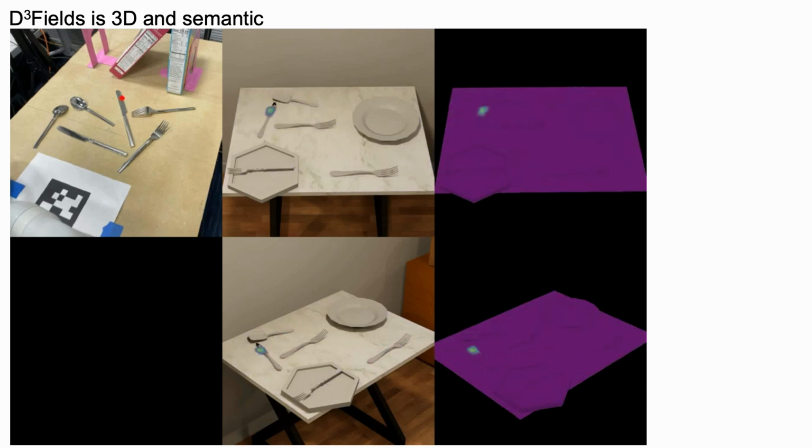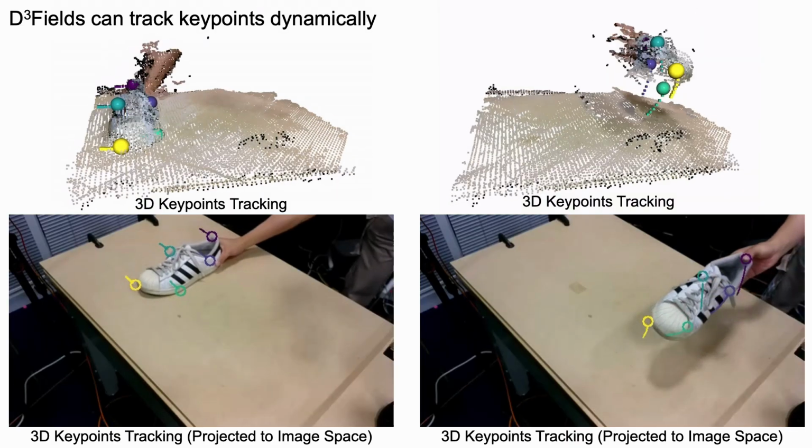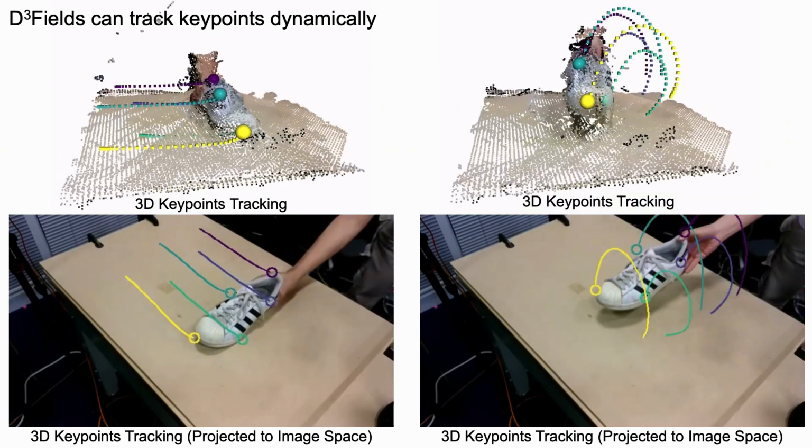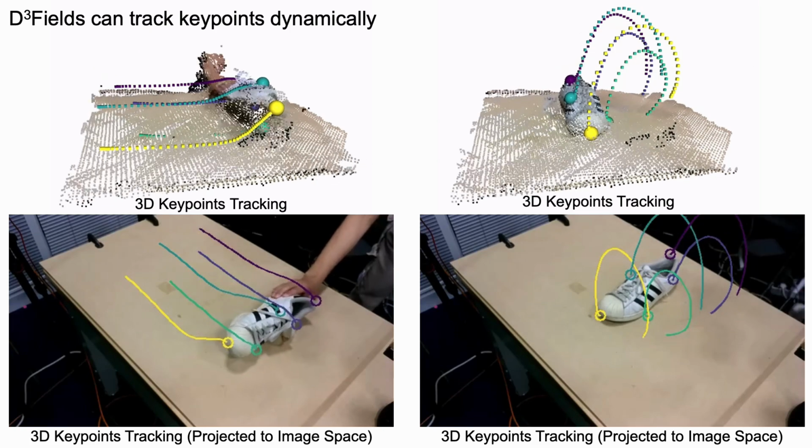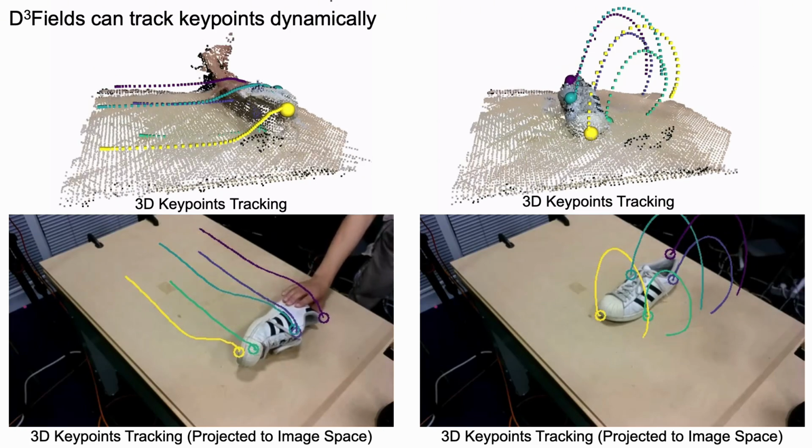The knife blade in the 3D workspace corresponds with the knife blade in the 2D image. We could observe that the knife handle can be distinguished from the knife blade, even though they are visually similar. We rotate and lift shoes and track 3D key points robustly under occlusion. This shows that our representation is dynamic, 3D, and semantic.